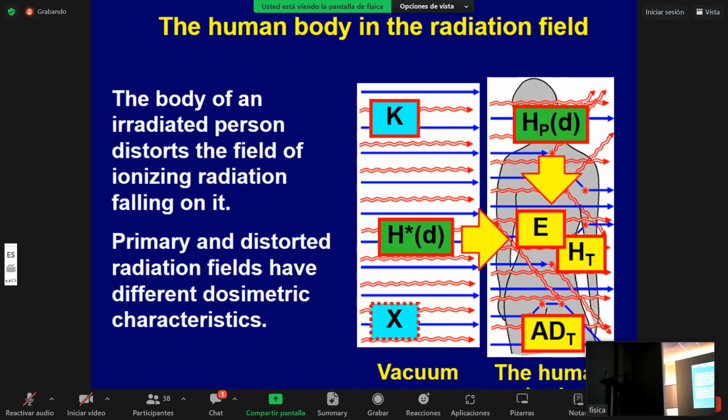And also we use tissue dosimetric quantities: absorbed dose in an organ or tissue, also RBE weighted dose, etc. They characterize the energy of a disturbed radiation field absorbed by an organ or tissue of the human body. So in this slide, blue arrows are neutrons, and red waves are photons.